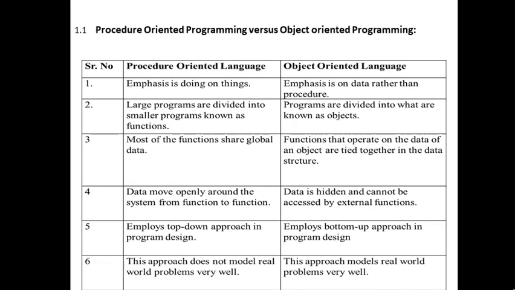For example, there is a management. The management will take a certain decision. That decision will be given to the principal. The principal will give that decision to the HOD, and the HOD will give that decision to all staff members, and then all staff members will circulate that decision to the students. So this approach is called the top down approach.